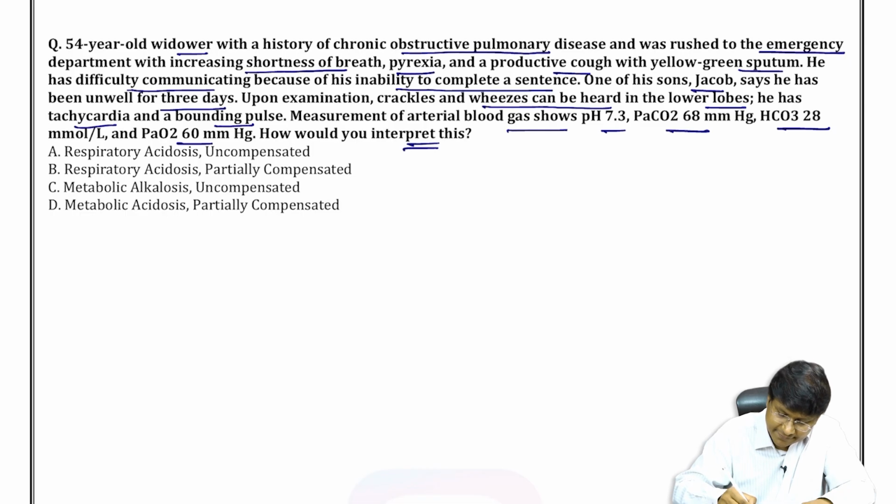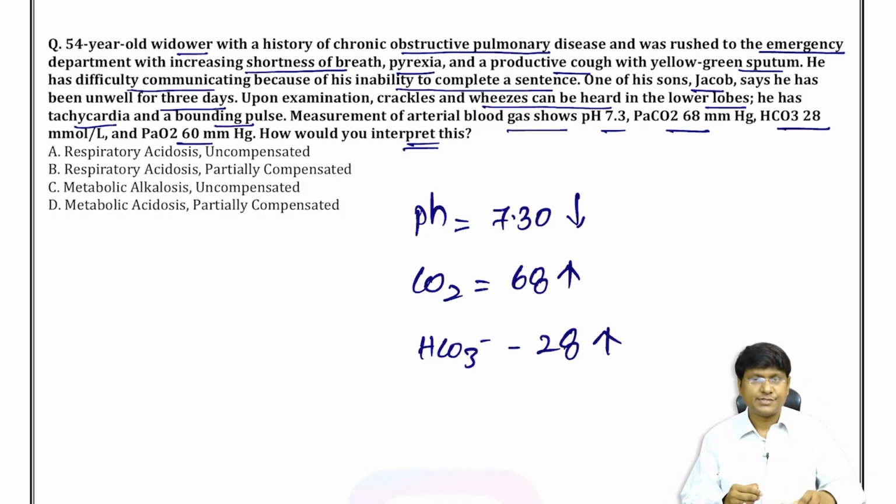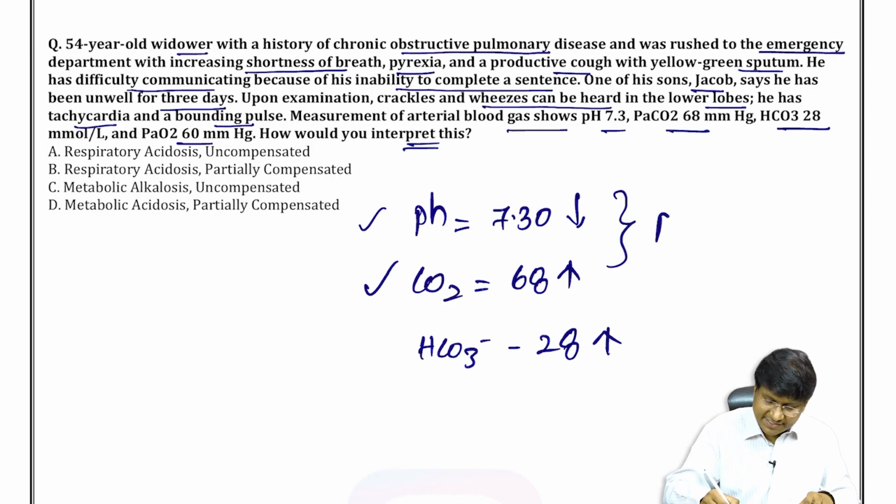Now, you see here, what has happened to the pH? 7.30, which means it is reduced. And what has happened to carbon dioxide? It is 68, which means it is increased. And what has happened to bicarbonate? Bicarbonate is 28, that is also increased. So your carbon dioxide and bicarbonate have changed in the same direction, but your pH and PCO2 have changed in opposite direction. So what is the primary acid-base disorder?